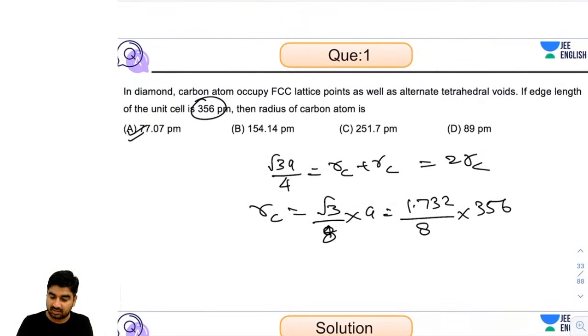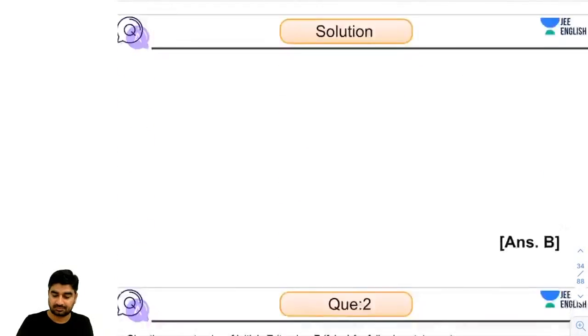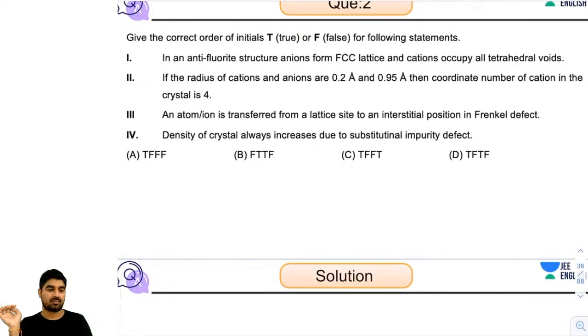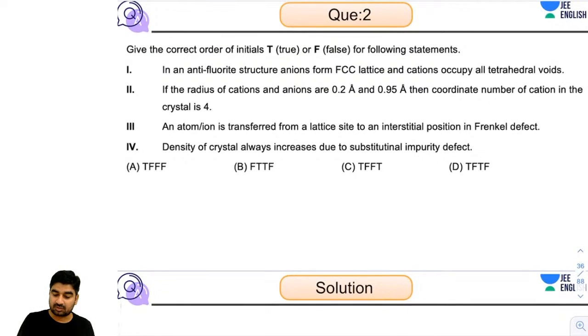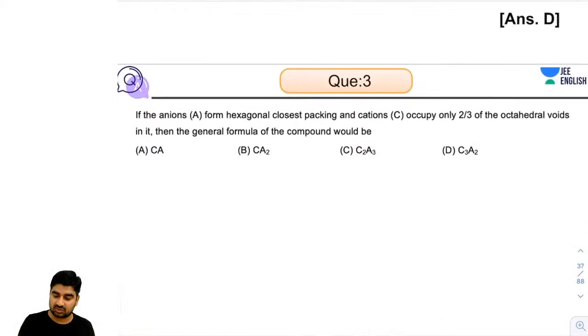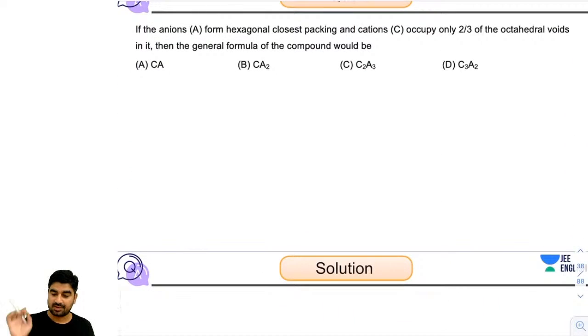So guys, now let's do the next problem. What did they ask here? The radius of carbon atom is. Okay, it will be A only. Now do this. The correct order for true false. Okay, just leave it because it is based on defect. Now do this one. Again, this is a repeat problem. We have done this problem in lecture number 2, but let's see still who can solve it. Yes, guys, do it. Do it fast.